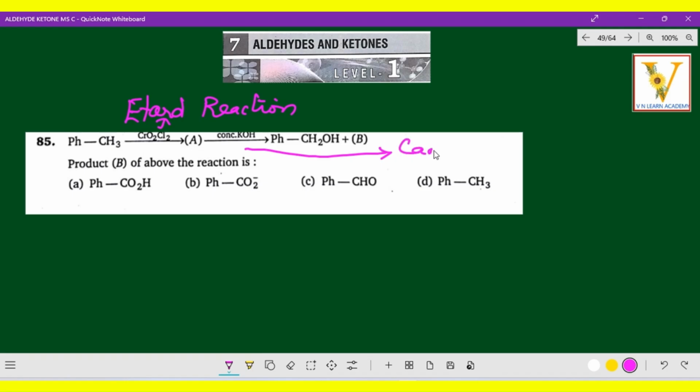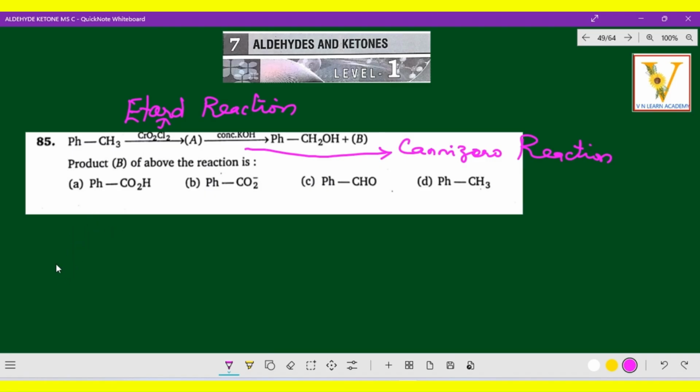And this one, with dilute KOH, is the aldol condensation reaction. I think you have learned that, right? By this time you should be thorough, indirectly or directly, with all the naming reactions so that it will be easy for you to identify.